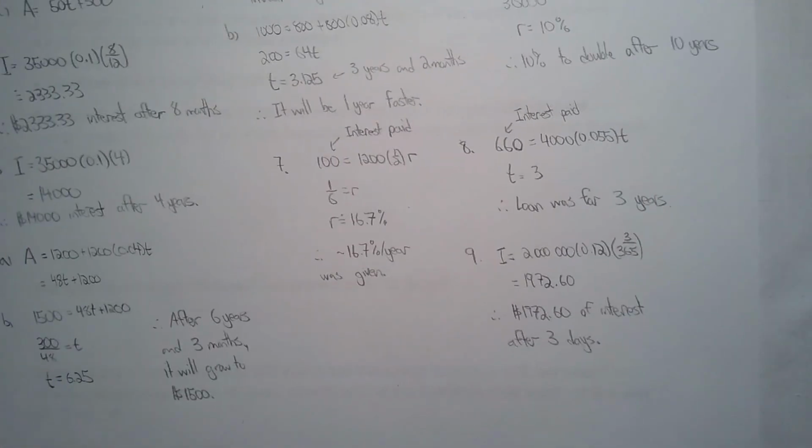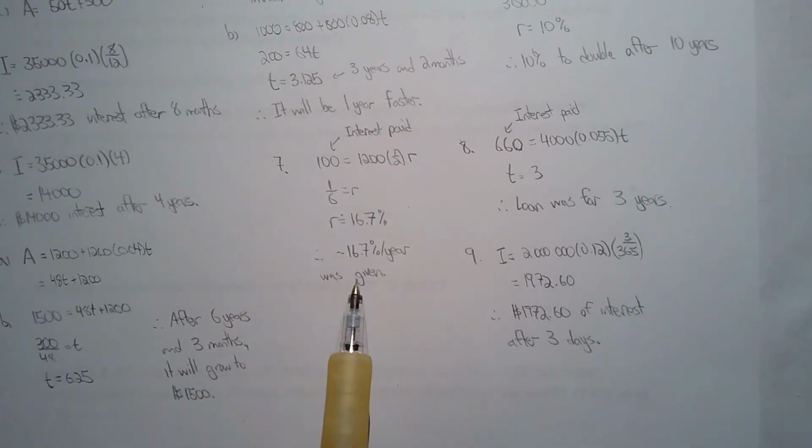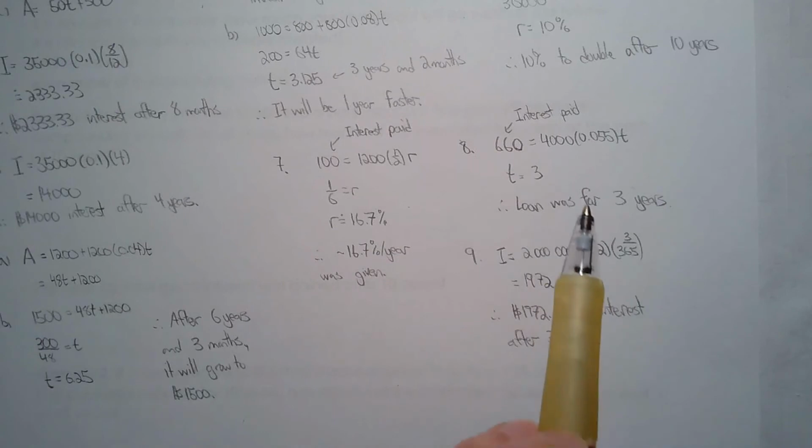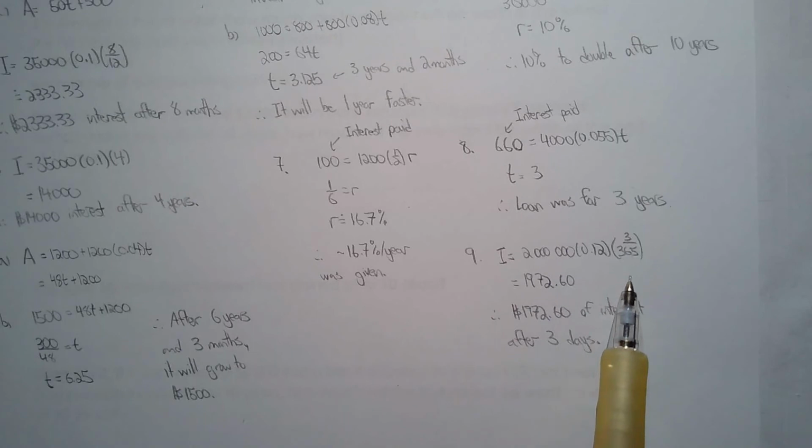All right, for 7, you're solving for the interest paid. You have the interest paid, solving for the rate. So we're looking at about 16.7%. Once again, solving for the time, 3 years. And lastly, for number 9, it's 3 days of the year. So it's calculated daily. So you're paying about $1,972.60. So why is this amount so big?